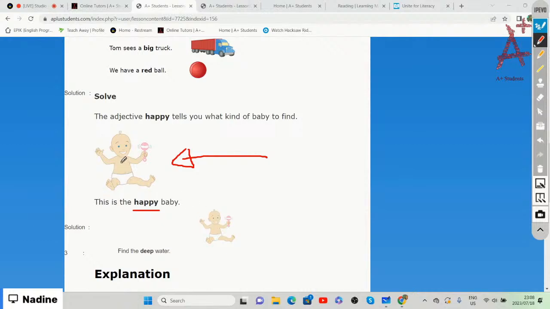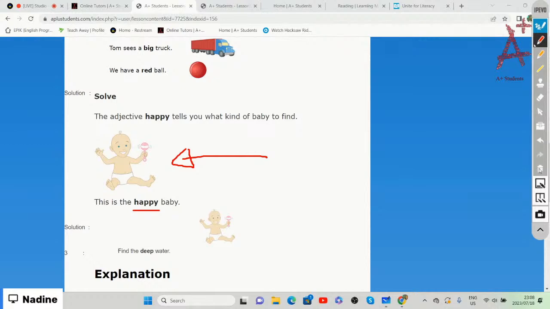If the baby was being sad, we could have changed this word from happy to sad. If the baby was crying, we could have said this is a crying baby. But in this case, we are describing the baby as being happy. So, what kind of baby? This is a happy baby.